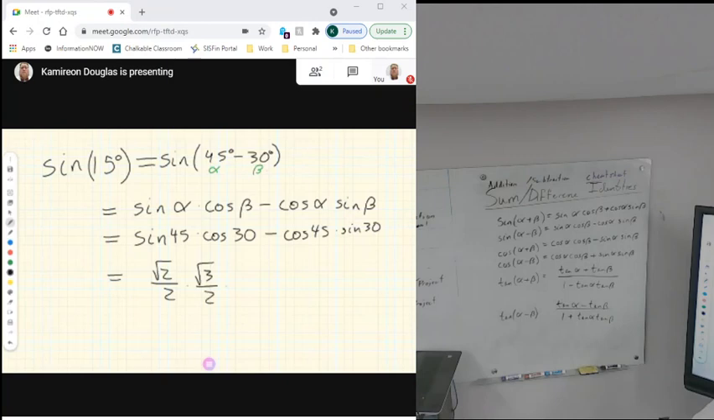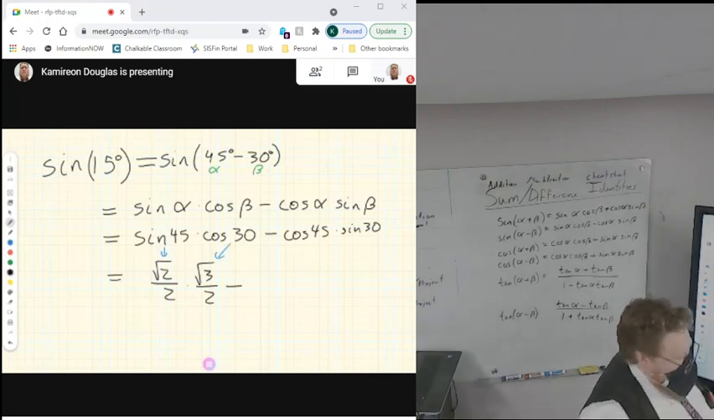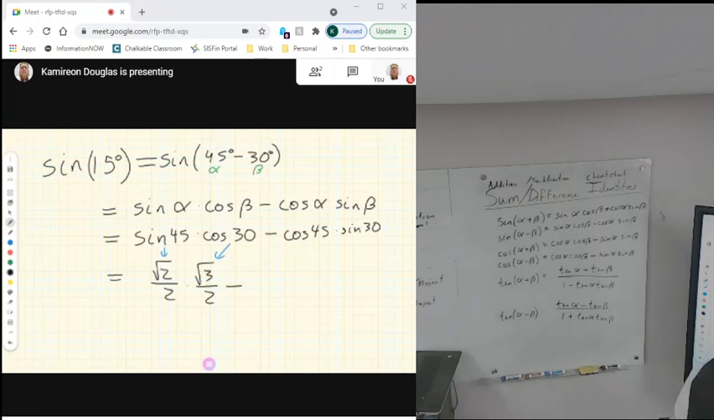Beautiful. Minus. So I did sine of 45, I did cosine of 30. Minus. What is cosine of 45? Square root of 2 over 2. Times. What is sine of 30? 1 over 2. 1 half.